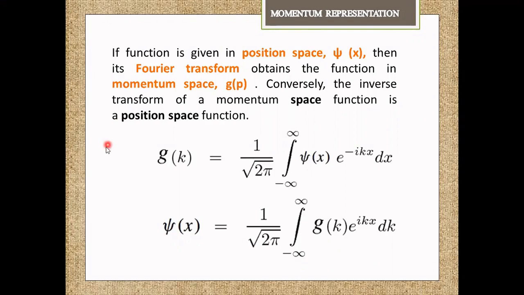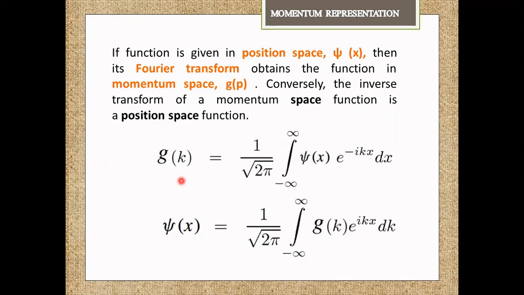Now, if a function is given in position space, its Fourier transform gives you its value in momentum space, and the inverse transform of the momentum space function gives you its value in position space. Let us consider a function f(t) in the time domain and F(omega), a function in the frequency domain. Then the general equation for the Fourier transform is F(omega) is equal to 1 by root 2 pi integral from minus infinity to plus infinity f(t) e raised to minus i omega t dt.